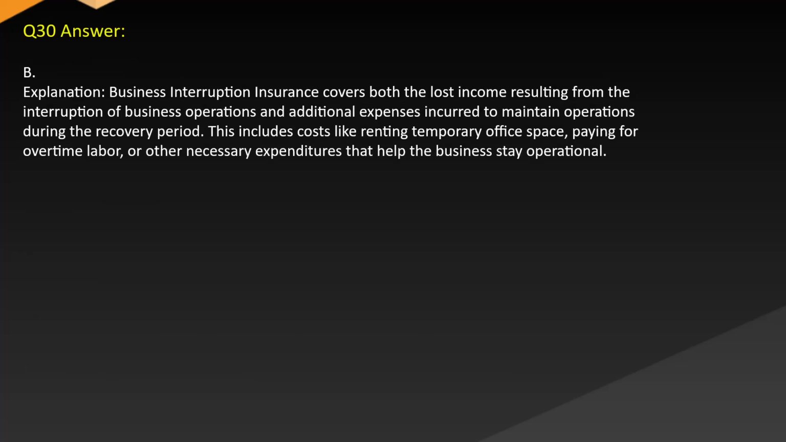Answer: B. Explanation: Business interruption insurance covers both the lost income resulting from the interruption of business operations and additional expenses incurred to maintain operations during the recovery period. This includes costs like renting temporary office space, paying for overtime labor, or other necessary expenditures that help the business stay operational.